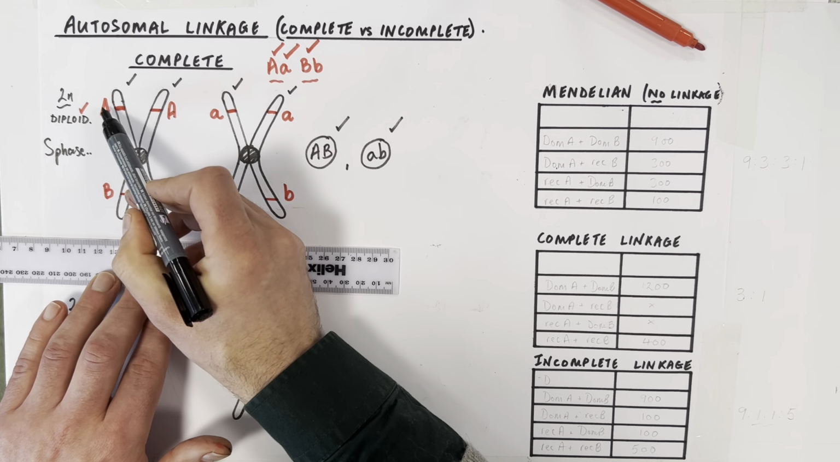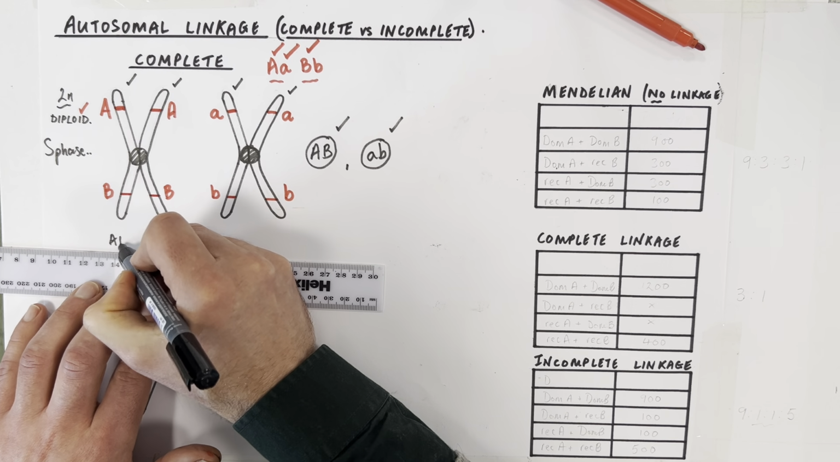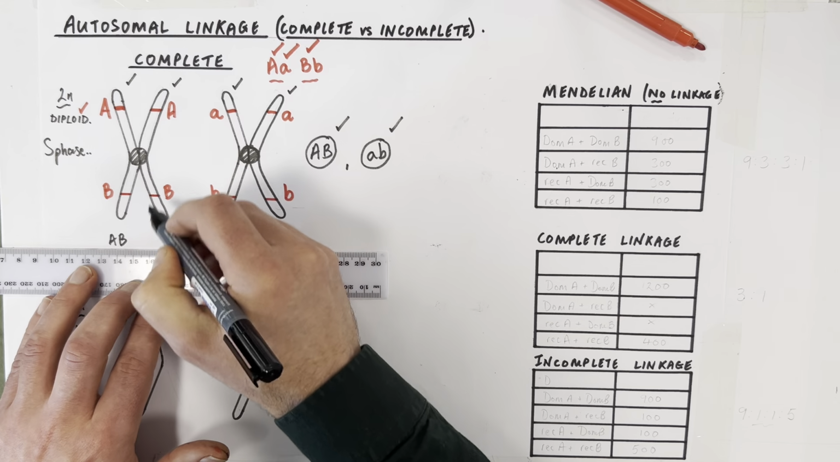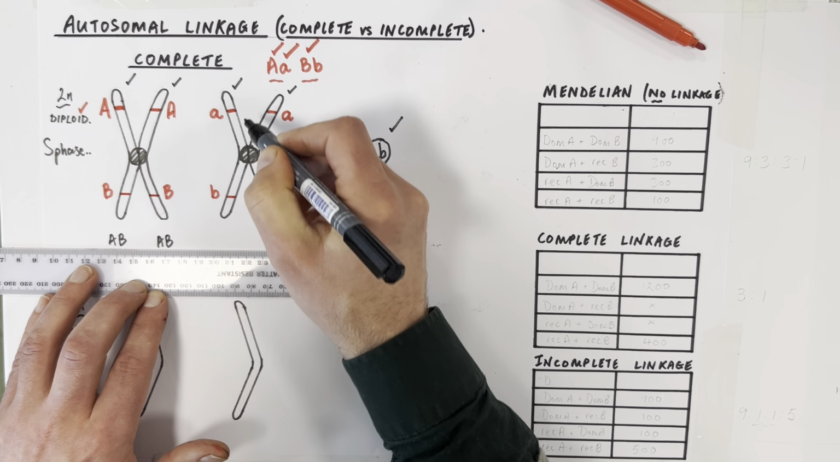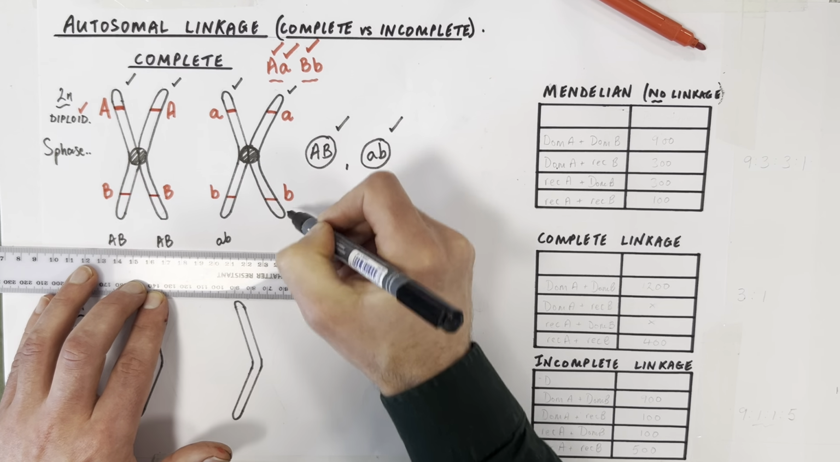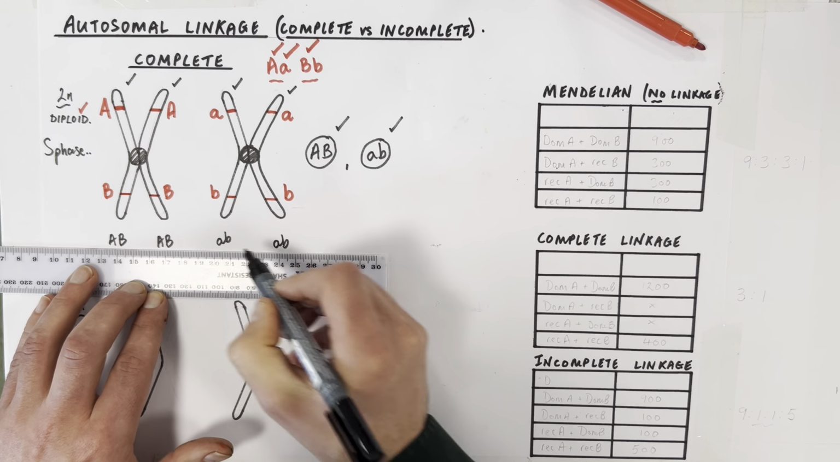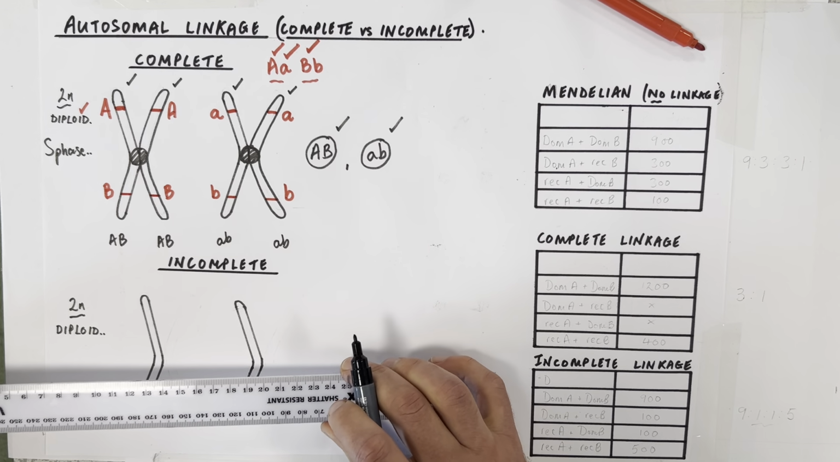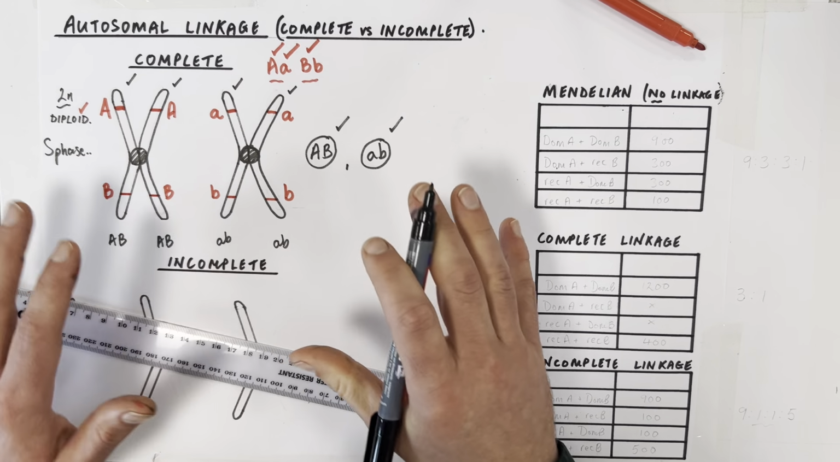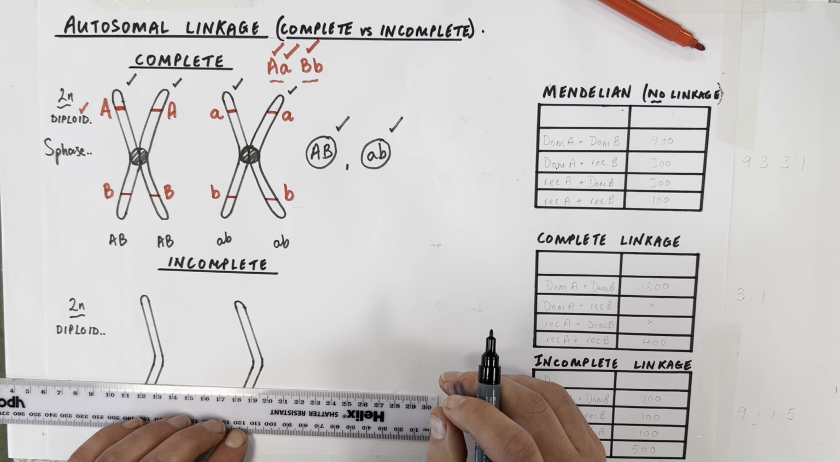So we get gamete A, second gamete here, third gamete here, and fourth gamete here. So you can see there's only two types of gametes. So this would be complete linkage. These would be the gametes that would be made through that.